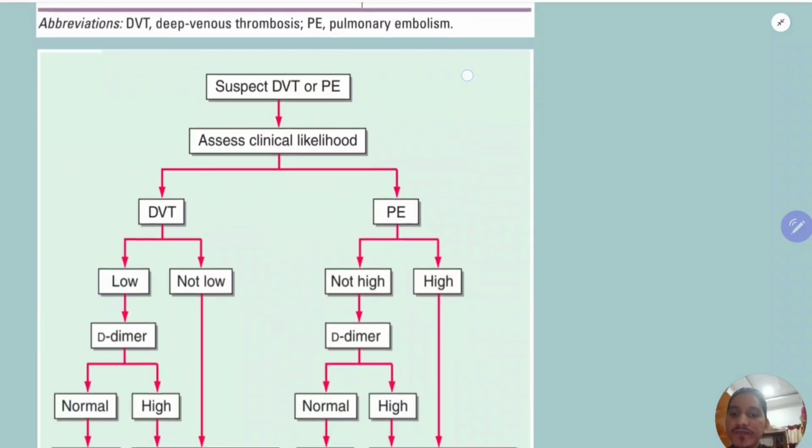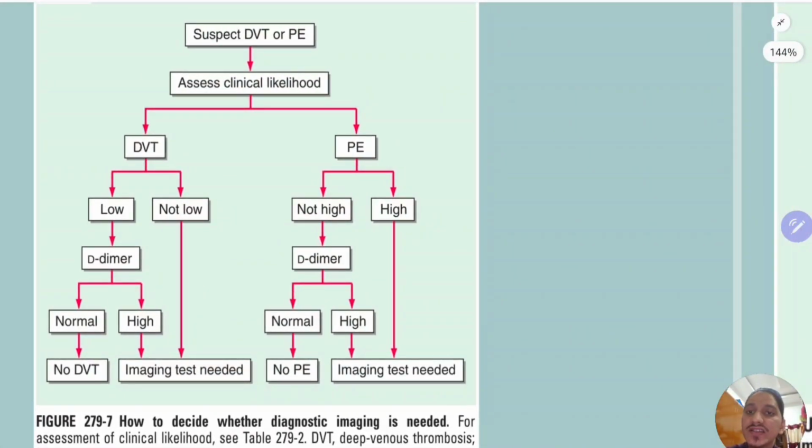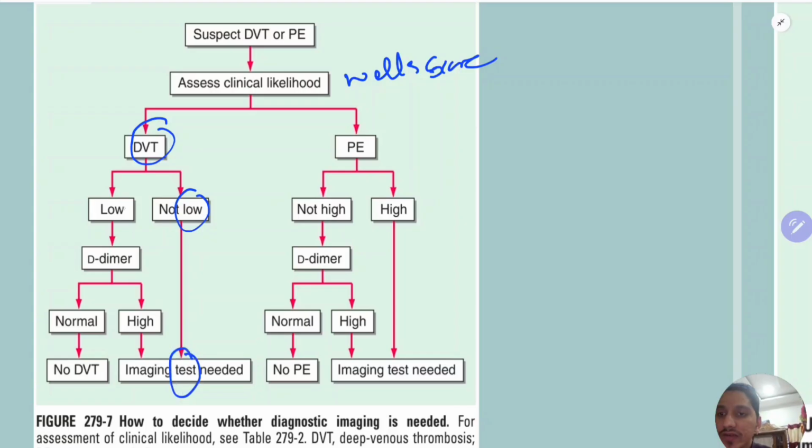Remember this point. See here, how to decide whether diagnostic imaging is needed. Already said, suspected DVT or pulmonary embolism, assess likelihood by Wells score. Same thing repeating. So for deep venous thrombosis, if it is not low, then go for imaging. If it is low and D-dimer is normal, then no DVT. If it is high, go for imaging.